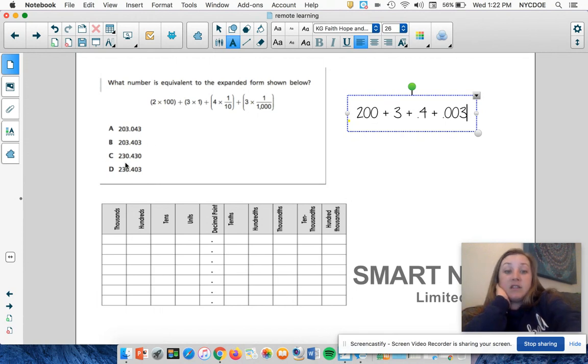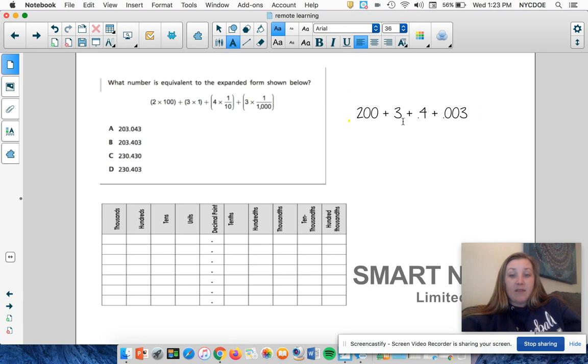Does 2 times 100 match 200? Yes. Does 3 times 1 match 3? Yes. Does 4 times 1/10 match 4/10? Yes. Does 3 times 1,000 match 3,000? Yes, it does. All right, now, in order to correctly put these numbers together, I'm going to get my purple crayon.